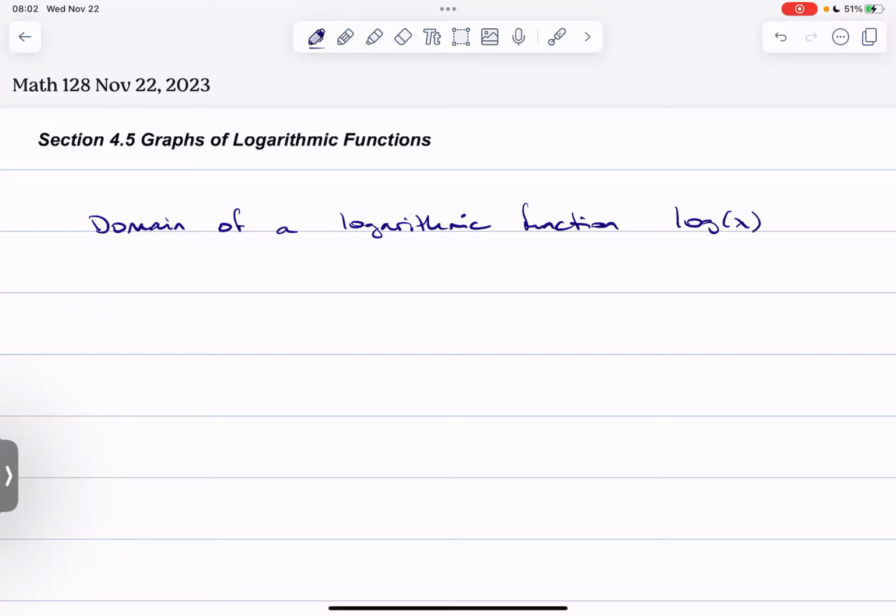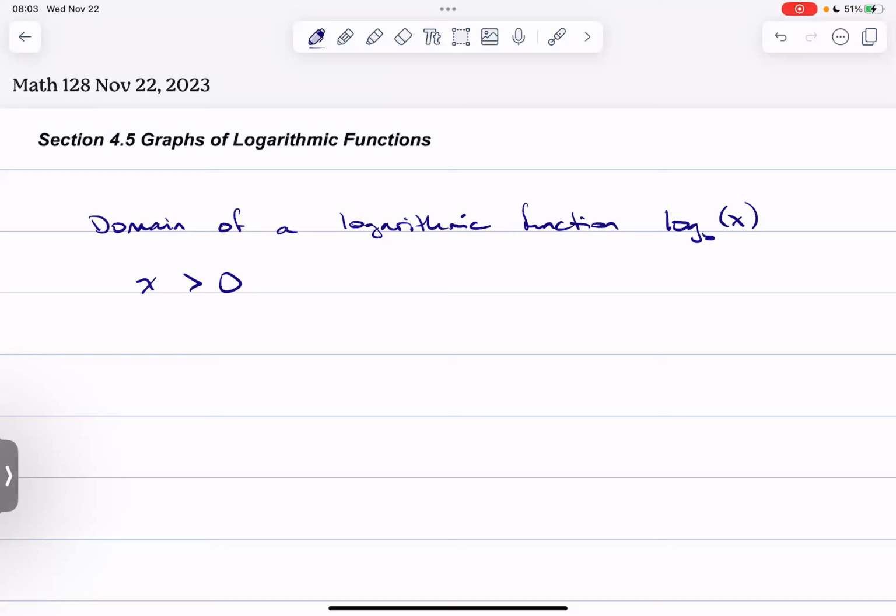of the log of x. You know what? I'm going to specify. Sometimes when I write log of x, I mean log base b of x. The domain is x has to be greater than 0. You can try it on your calculator, try the log of 0. You're going to get nothing.